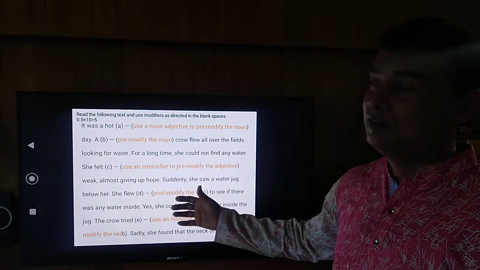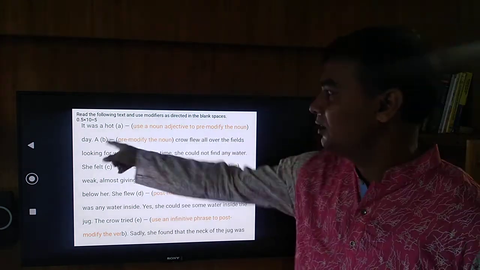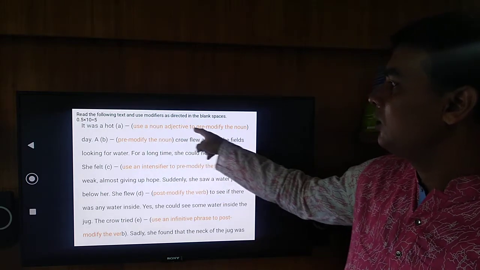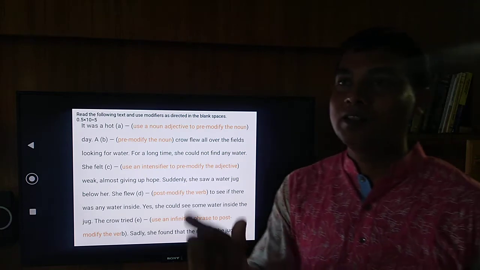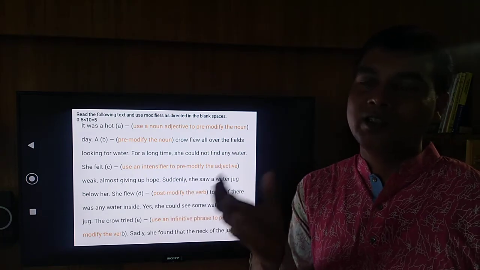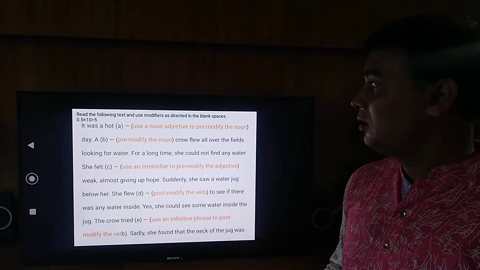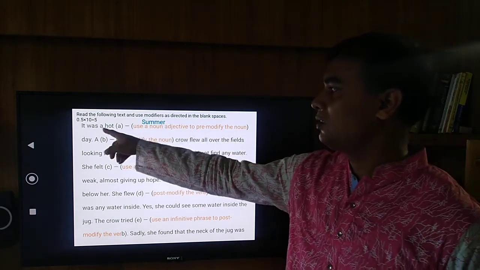This is a question pattern. It was a hot day. Within the parenthesis or in the bracket you see, use a noun adjective to pre-modify the noun. Noun adjective, that means here you have to put a noun that will function as an adjective. So the answer would be a noun. Here you see summer. It was a hot summer day.